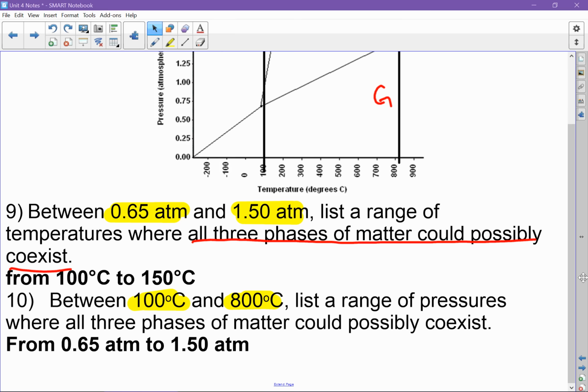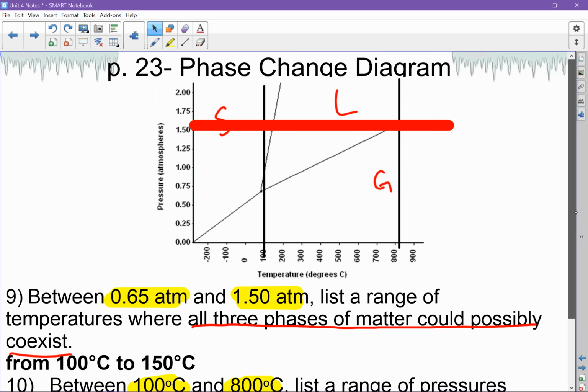So your job right now is to first ask me any questions if you need help, and then you've got some practice online to work on this diagram. Good luck.